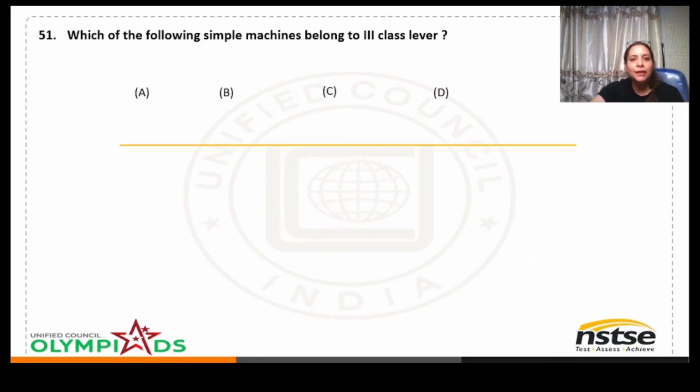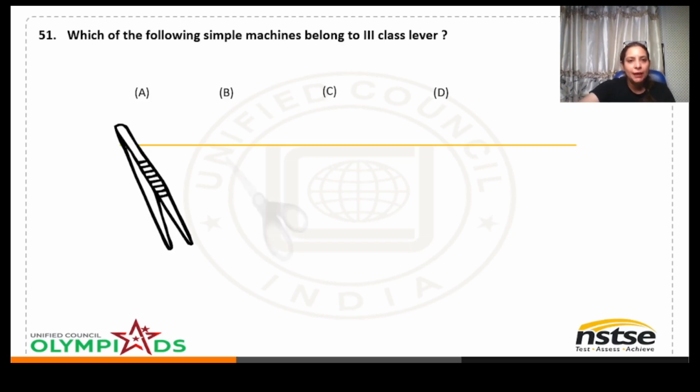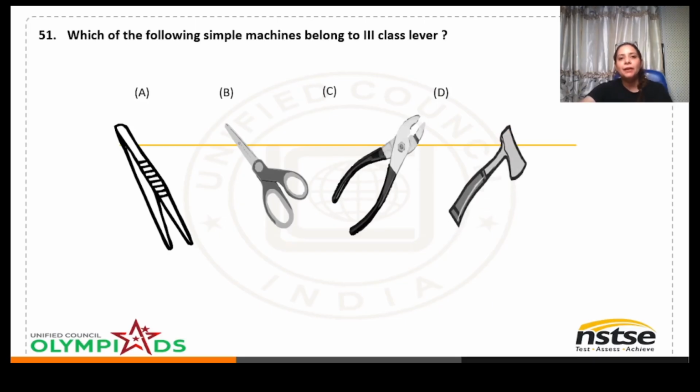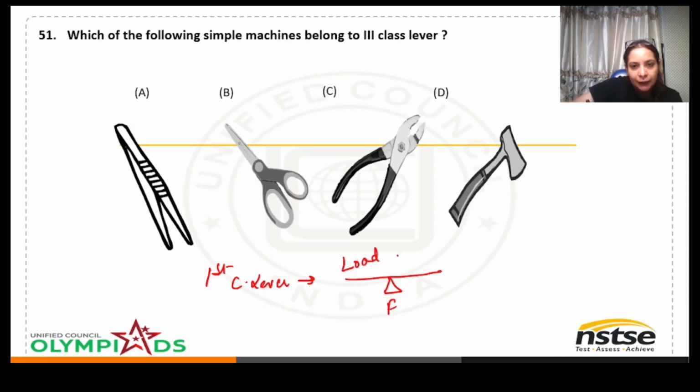Next, which of the following simple machines belong to the third class lever? Here we have options A, B, C and D. Now let me introduce you to the different classes of lever. When we say first class lever, it is one where the fulcrum is between the load and effort.